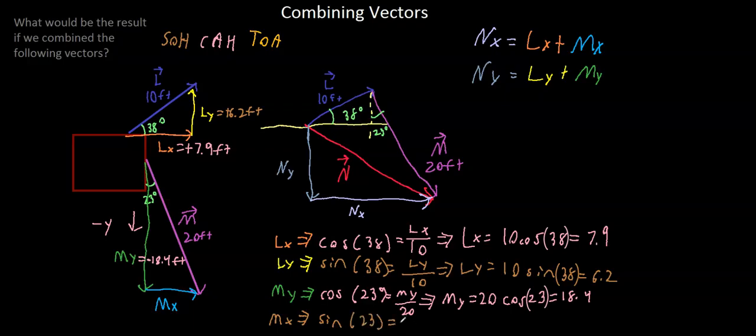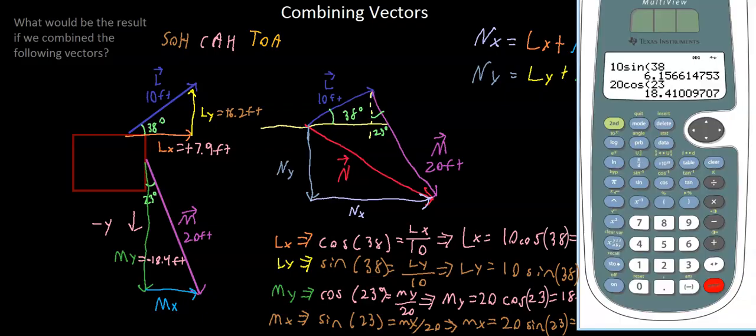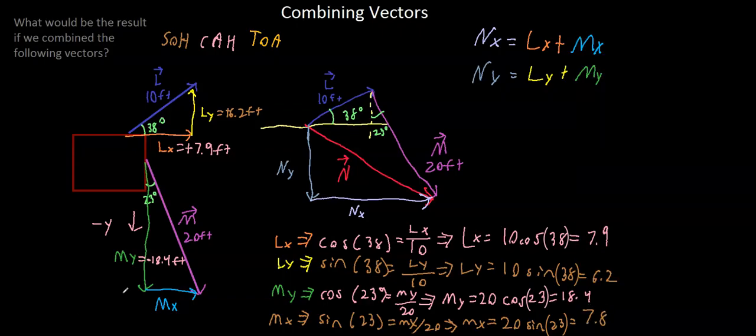Well, that's equal to M of x divided by 20. And we can multiply by 20 on both sides and cancel it out on the right, and so we get M of x equals 20 times the sine of 23. And if you're starting to notice a pattern, that's a good thing, because this is all basically the exact same thing. We're just following the same rules over and over again. So we type in 20 times the sine of 23. And what we get is 7.8 feet.